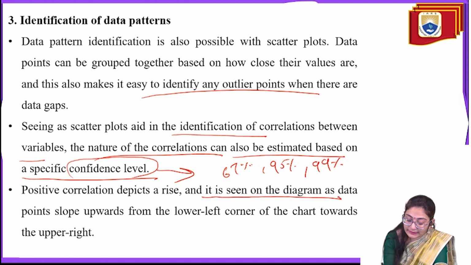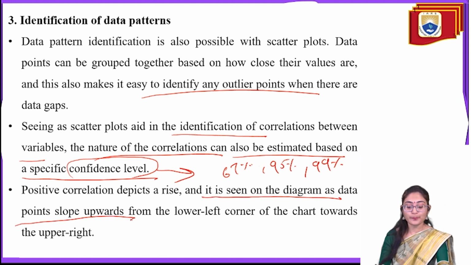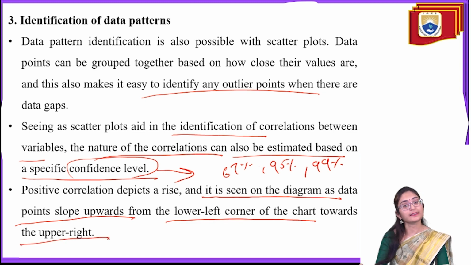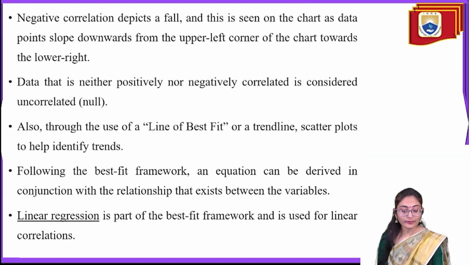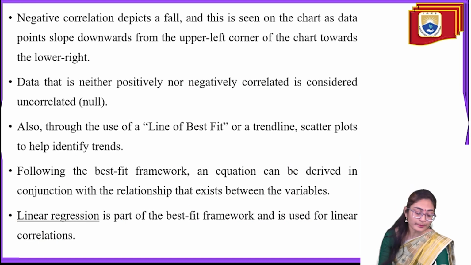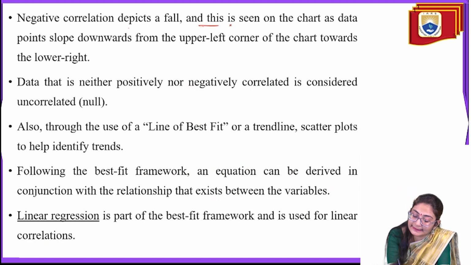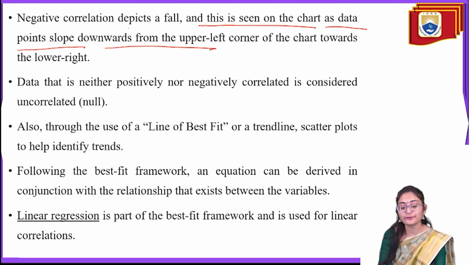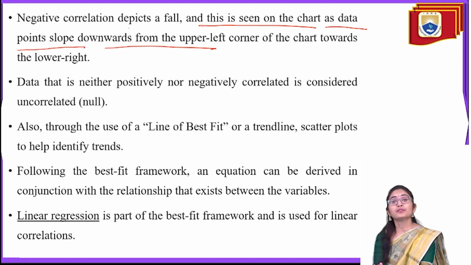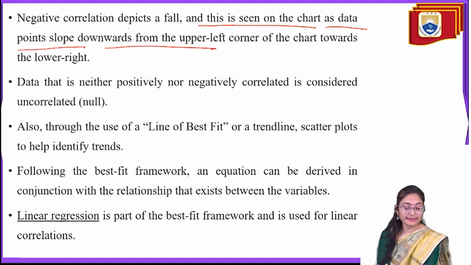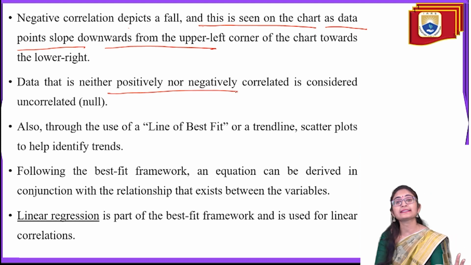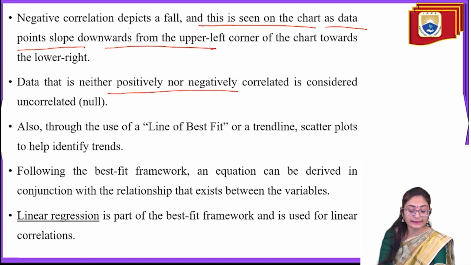It is seen on the diagram as data points slope upwards from the lower left corner of the chart towards the upper right corner. And the negative correlation depicts a fall, and this is seen on the chart as data points slope downwards from the upper left corner of the chart towards the lower right. Data that is neither positively nor negatively correlated is considered uncorrelated. That means we can say it is the null data.